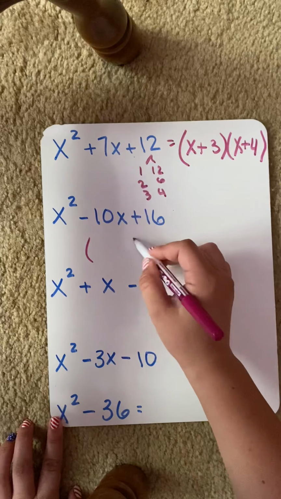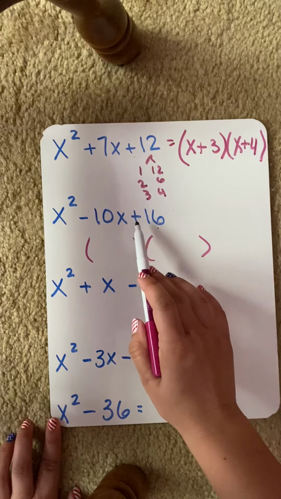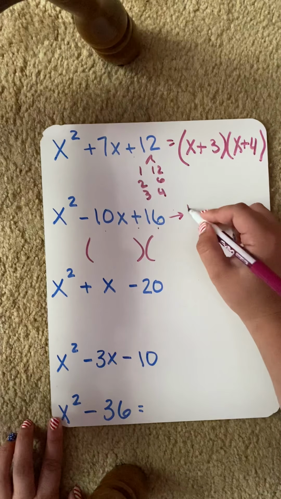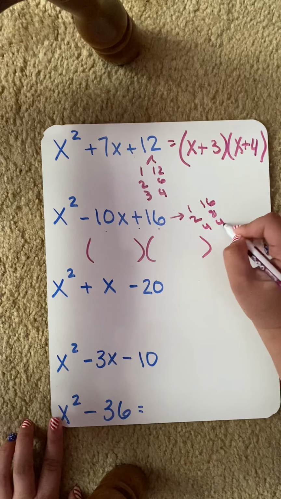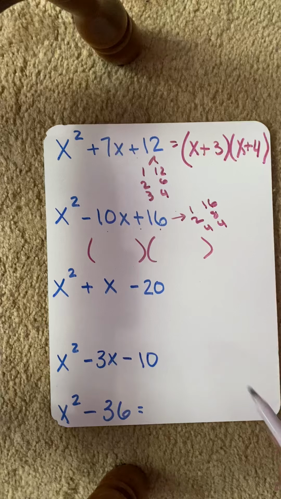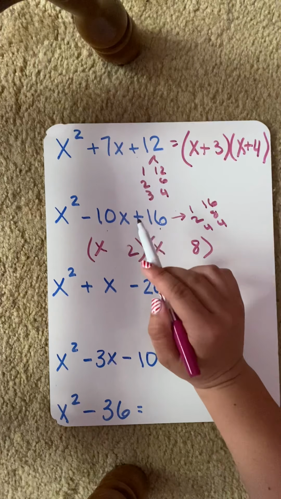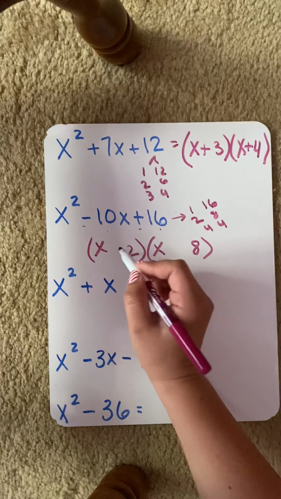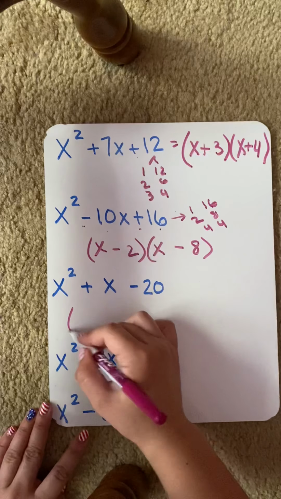For this one, again, you work backwards. So what multiplies to 16 and adds to 10? So you can list your factors of 16, 1 and 16, 2 and 8, 4 and 4. 2 and 8 add to 10. So we're going to write them in. We have our x's. Last sign is positive, so that means they're the same signs. We look back, they both get the first sign. So you have x minus 2 times x minus 8.